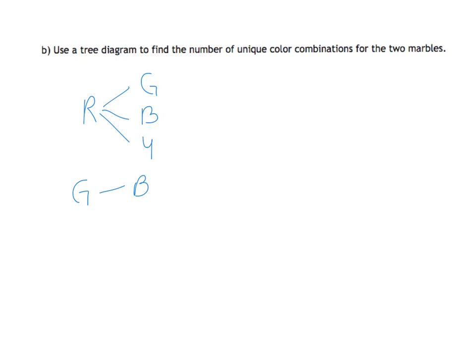Blue or yellow, not red, right? Because we already did the red-green combination. We did red-green, we're not going to do green-red like we would in a permutation. Then if you choose the blue first, your choices are yellow. That's it. So 1, 2, 3, 4, 5, 6 choices. Red, green, red, blue, red, yellow, green, blue, green, yellow, or blue, yellow.